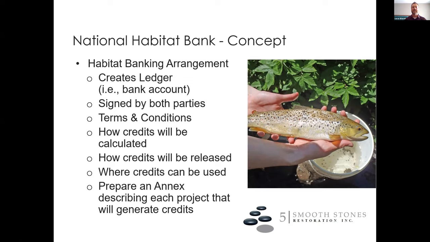One of the important components is establishing a habitat banking arrangement. Essentially, you have to create the ledger, and that is essentially the bank account. So you create the bank account. It is signed by both parties. It defines the terms and conditions of the arrangement. It will outline how credits will be calculated ahead of time, so that's all included. It will also define how credits will be released.